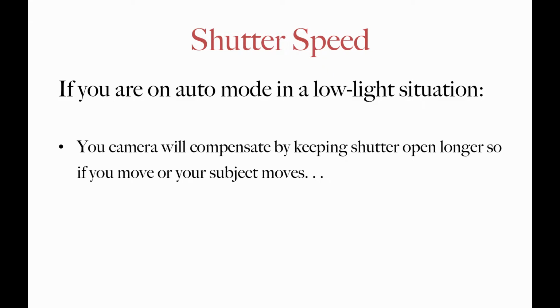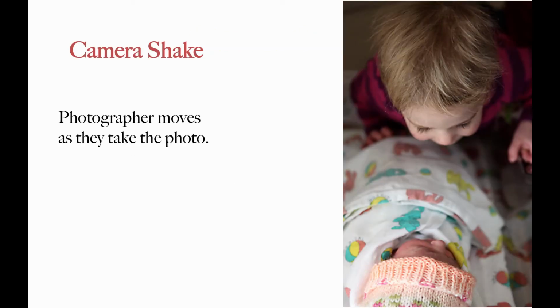So when you're in a low light, kind of dark situation, your camera is thinking, ooh, I need more light, I need this photo to be properly exposed, and so it's keeping that shutter open longer. And then as soon as you move or your subject moves, whoosh, the photo is completely blurry. So if the photographer moves when they're taking a photo and the camera shakes a little bit, you get a blurry photo. It's called camera shake.